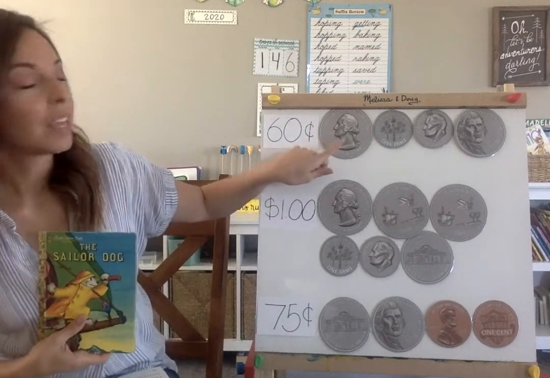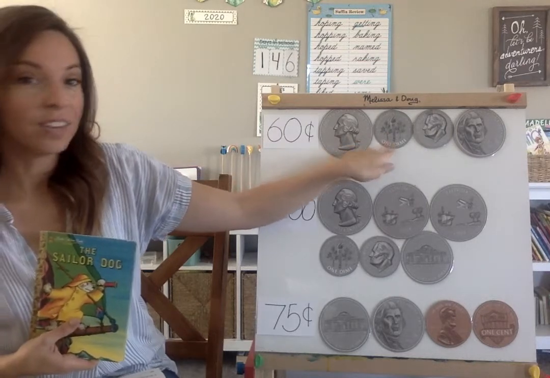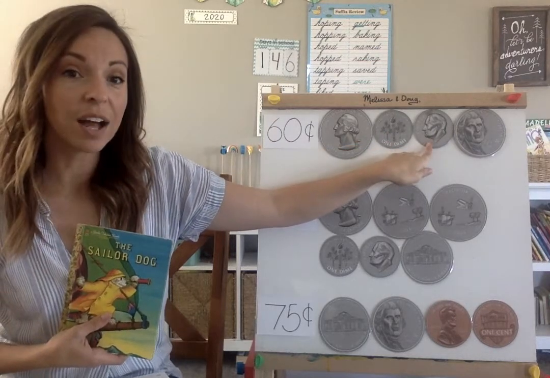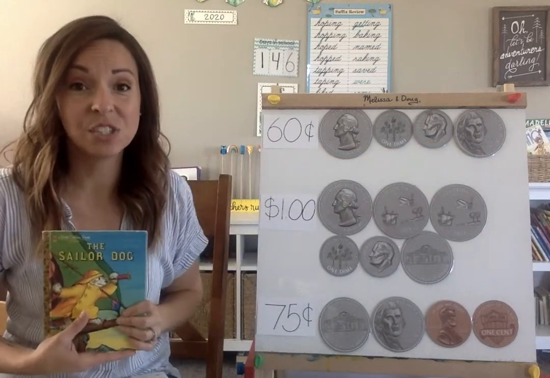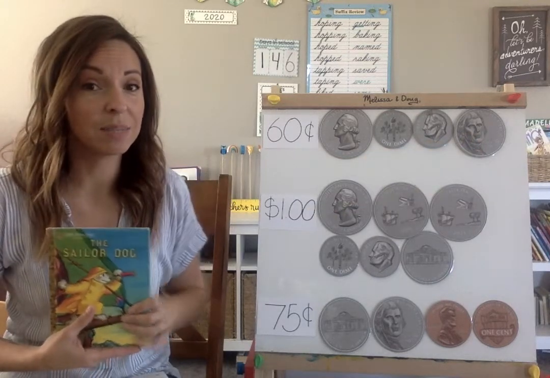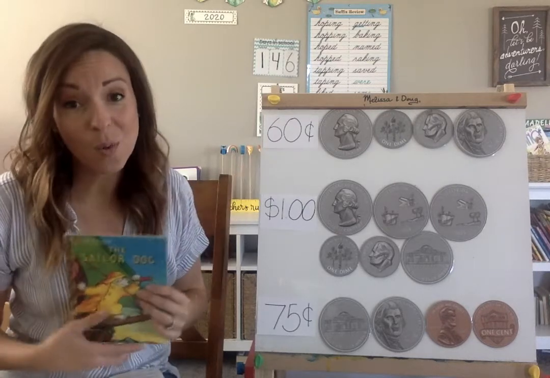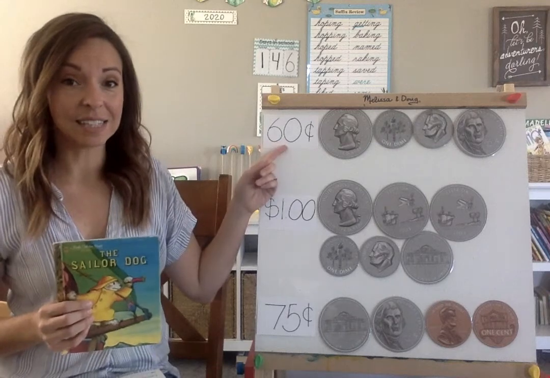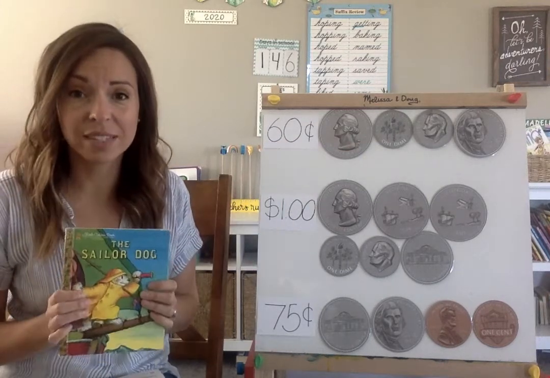Let's start. 25, 35, 45, 50. So I have 50 cents. Do I have enough money to buy the Sailor Dog? No, I don't. I need 60 cents to buy the Sailor Dog. I only have 50. Bummer. Can't buy the Sailor Dog.